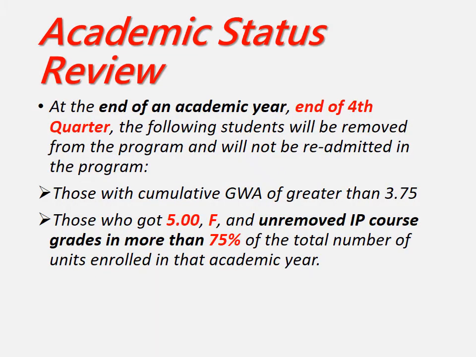At the end of an academic year and the fourth quarter, the following students will be removed from the program and will not be readmitted in the program: those with cumulative GWA of greater than 3.75, those who got 5, F, and unremoved IP course grades in more than 75% of the total number of units enrolled in that academic year.